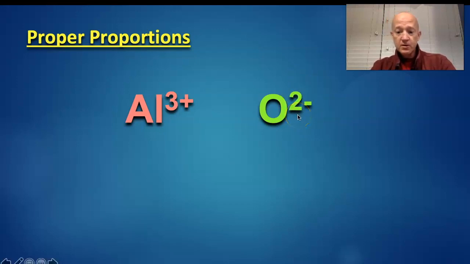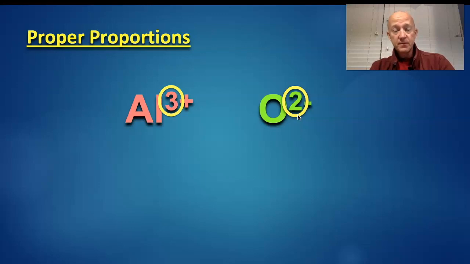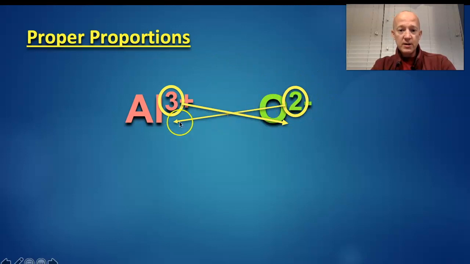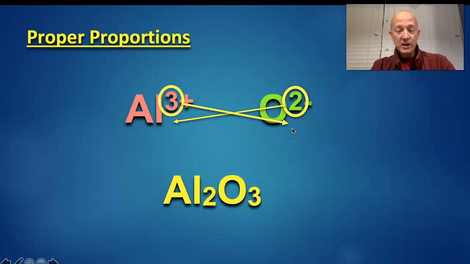You see that? So if we take the numbers, just the numbers, not the signs, the numbers that are in the superscript position, and we swap them and move them into the subscript position. You see what I'm doing there? So the 2 is going to go down here and the 3 is going to go down here. When we do that, we actually come up with the correct combination. Aluminum oxide, in this case, has Al2O3. And this gives us the proper proportions for each ion in our compound.